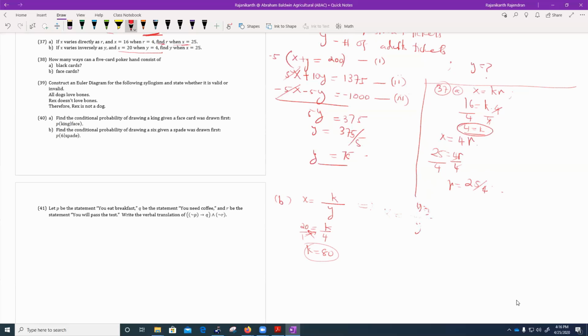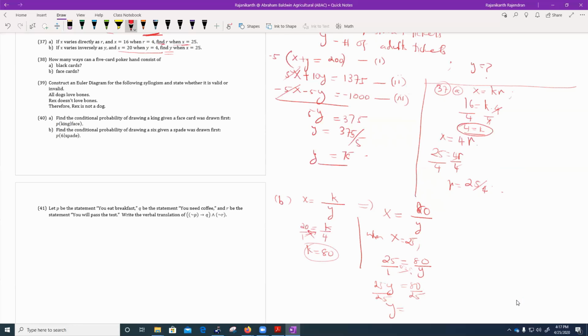Now use this equation to find what? To find y when x is 25. So when x is 25, I'm finding basically y. So you know x is 25. So therefore your equation is 25 equals 80 over y. Now cross multiply and find y. So when you cross multiply, 25y should be 80. Therefore divide by 25 on both sides.